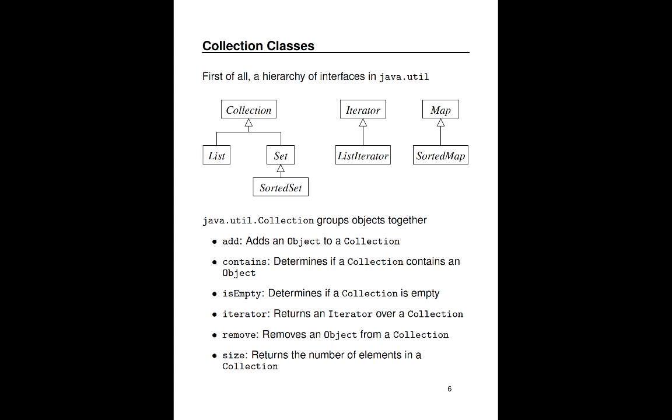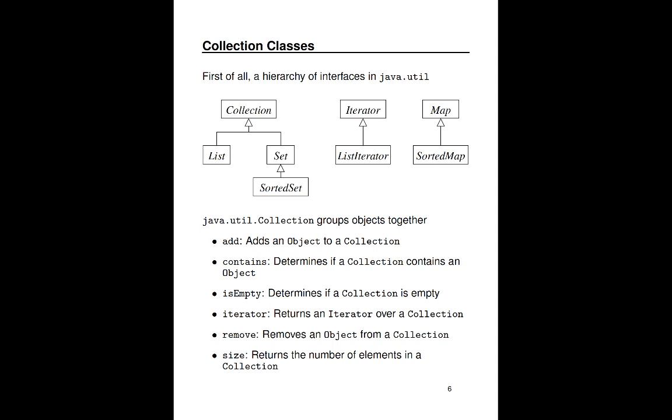java.util.Collection is a very abstract notion of an object that groups other objects together. It has methods like add: you can add some object to a collection. You can say whether or not the collection contains an object. Is there anything in the collection? Is it empty? You can get an iterator over a collection, meaning an object that knows how to visit each element in the collection. You can also remove an object from a collection, and you can get the size of a collection.